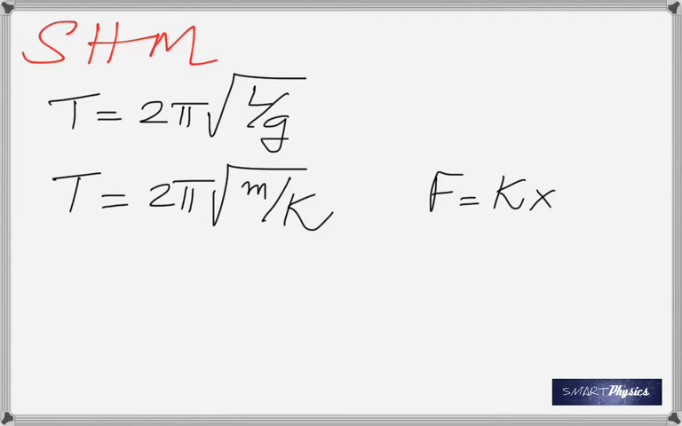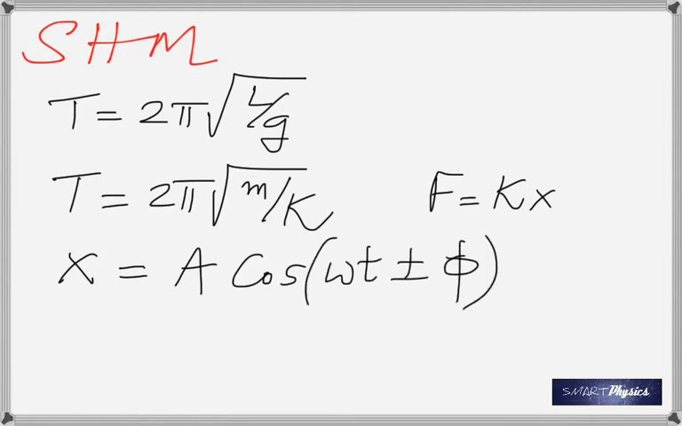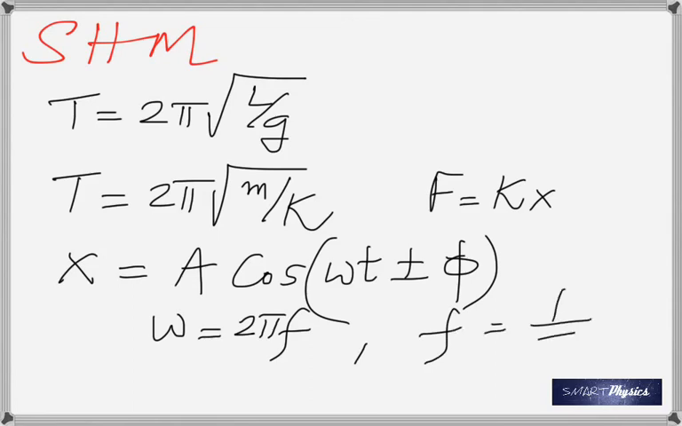Now, continuing into simple harmonic motion a little bit. Does anybody remember the formula for velocity? No, displacement. Displacement in simple harmonic motion: x is equal to A cos(omega t plus or minus phi). What's A? Amplitude. What's omega? Omega is the angular frequency. Omega is 2 pi f, because frequency is just the number of oscillations in a second. And f is 1 over the period.